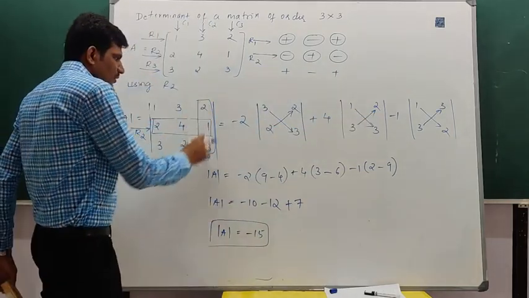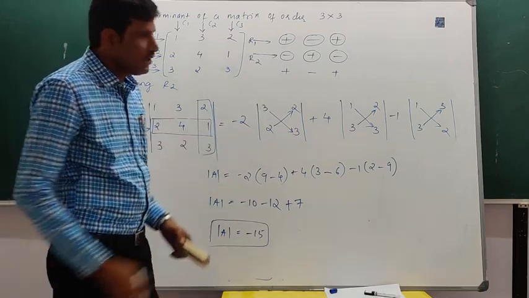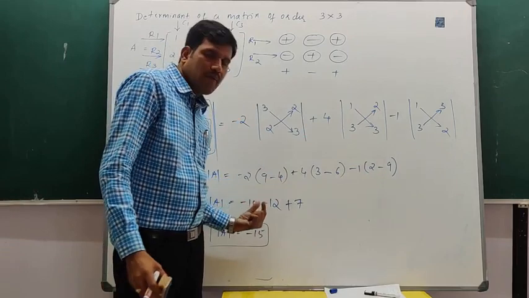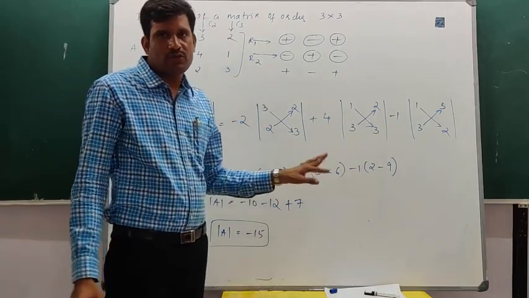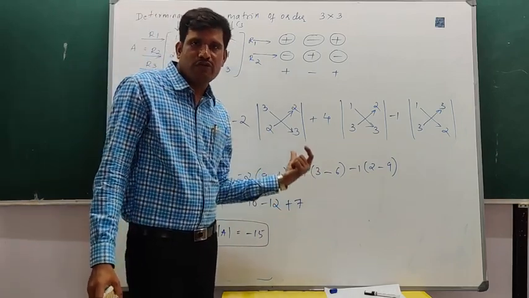Where is this 1 present? Third column and second row. Leave that and write the remaining 2 cross 2 determinant. Then expand the 2 cross 2 determinant and multiply. While expanding and multiplying, you should be very careful about the sign, that is plus into minus, minus into plus. That sign convention, addition and subtraction, you should do very carefully.